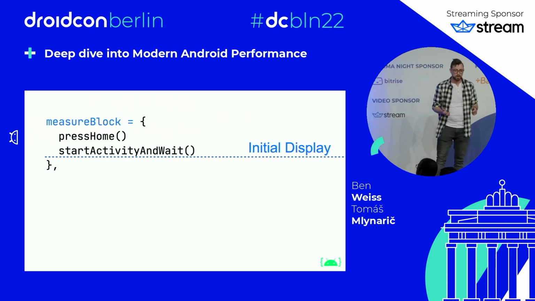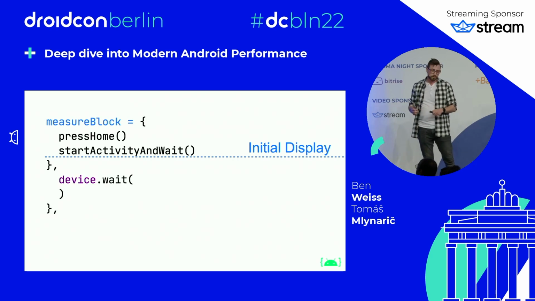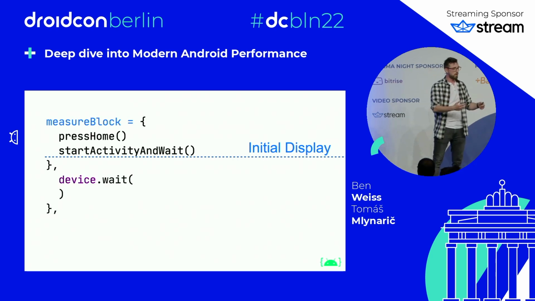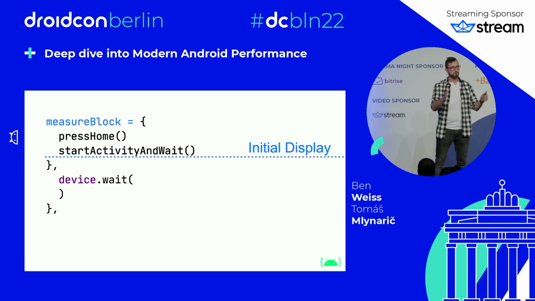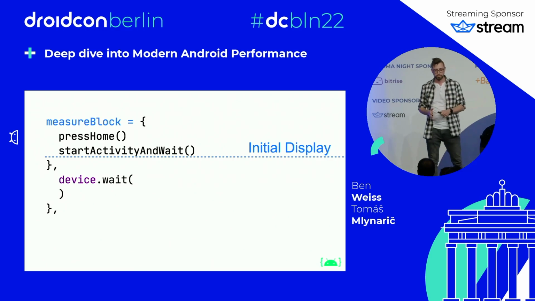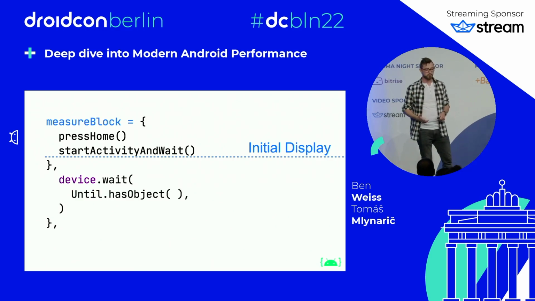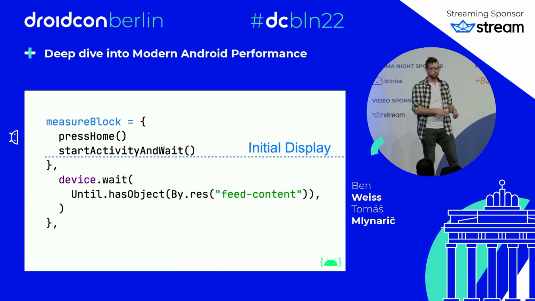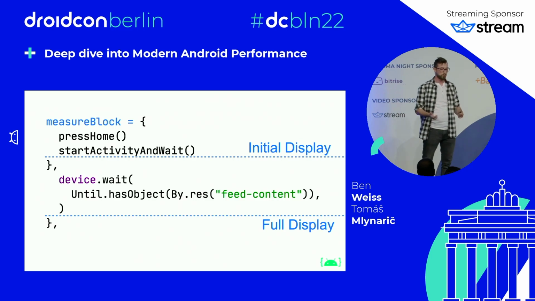What about time to full display? For that, we need to wait for that to happen. So if we call report fully drawn, we need to wait until the state is similar to when you call reportFullyDrawn. We'll use device wait until some object is on the screen, and then we could use by some resource name. For us, it will be feed content. And now we've measured time to full display.